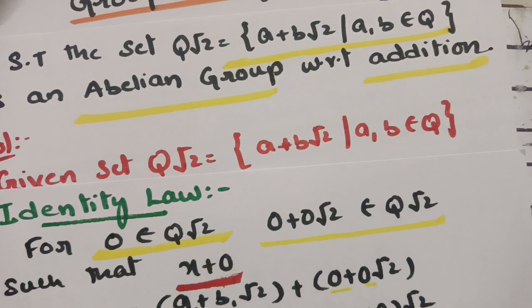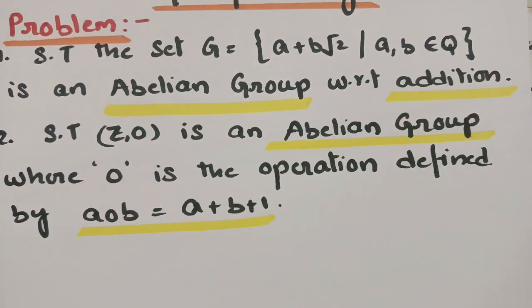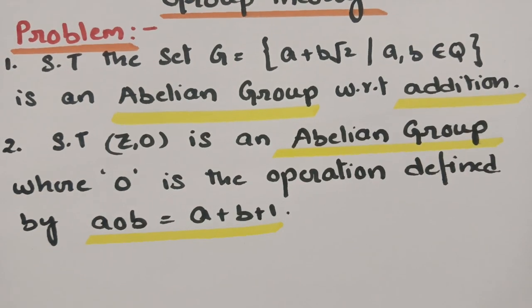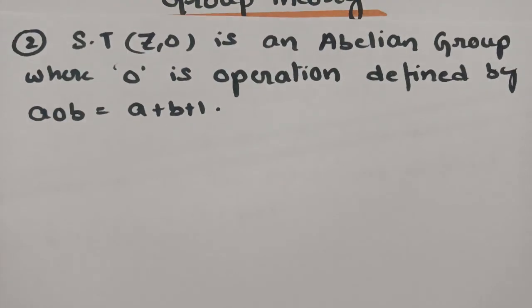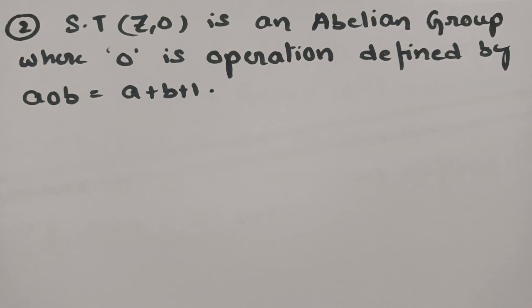And here is the next question. What is the next question? The second question here is: Z comma star is an abelian group, and star is an operation defined by a circle b is equal to a plus b plus 1, and now we have to show that it is an abelian group.